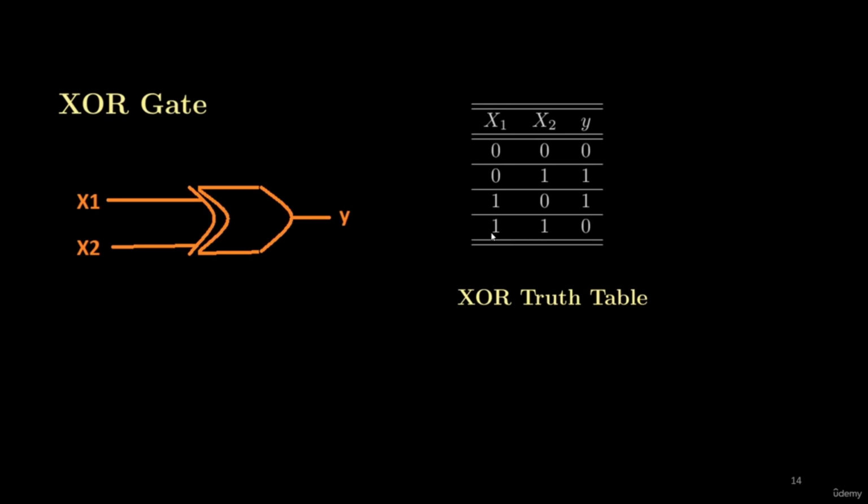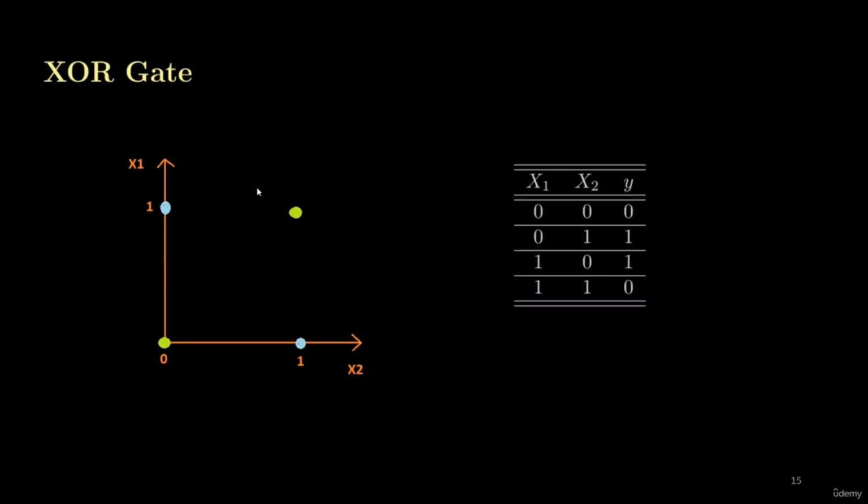So the property of an XOR gate is that it will give us a 0 if both of the inputs are the same. When the inputs are different, that is 0, 1 or 1, 0, we are getting 1 at the output of the XOR gate. So this is the truth table of the XOR gate. Let's plot this truth table of the XOR gate in 2D. So here is the 2D implementation of this dataset, or the truth table of the XOR gate.